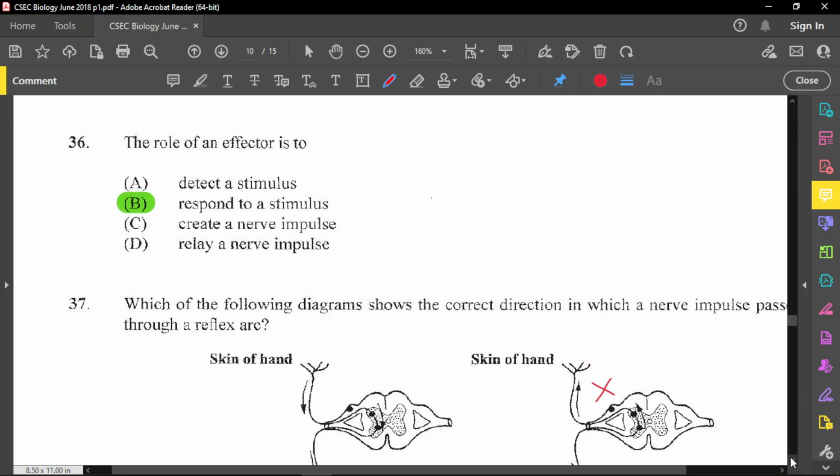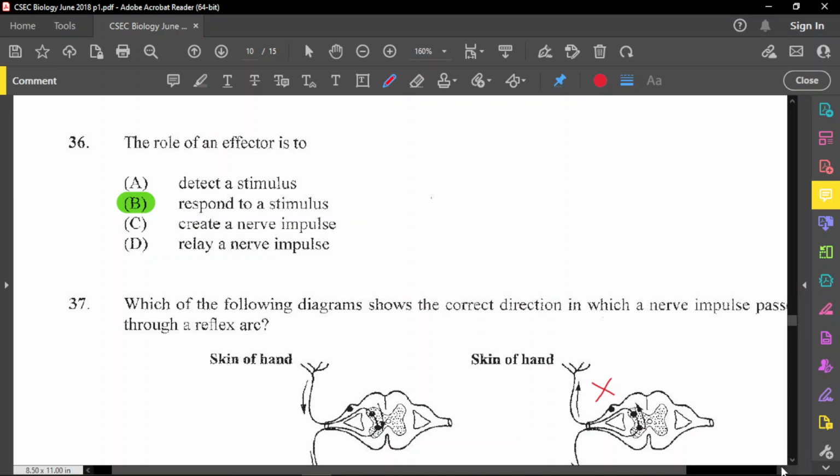Now, 36. It says the role of an effector is to do what? And it's to respond to stimuli. All right? That's the role of it. Because effector cells are found in the muscles, and so they will trigger the response. So definitely B is the correct answer right here.